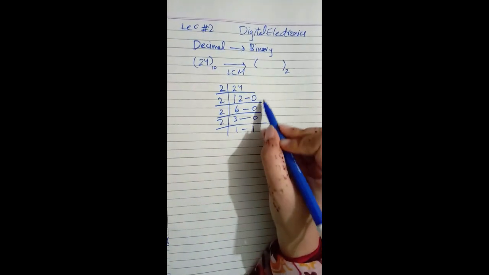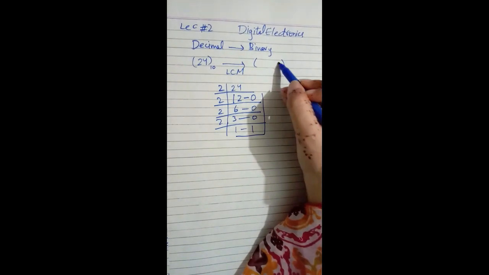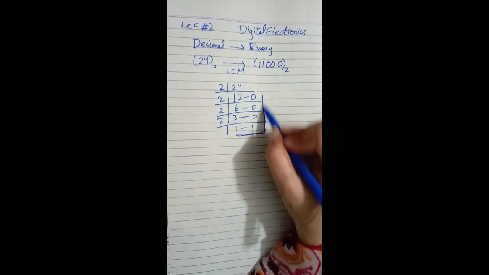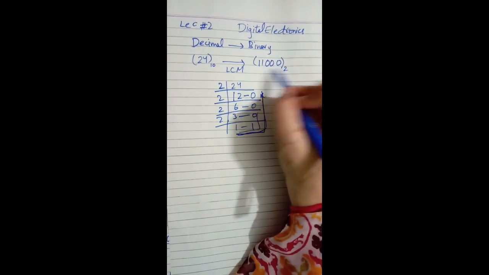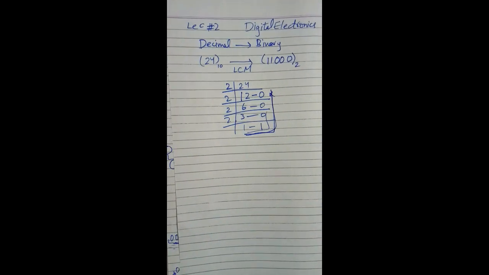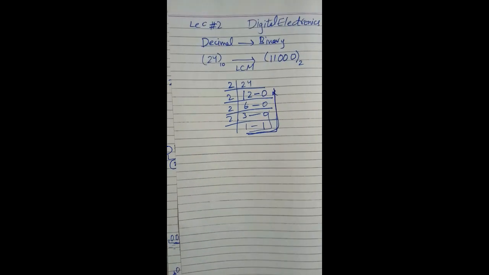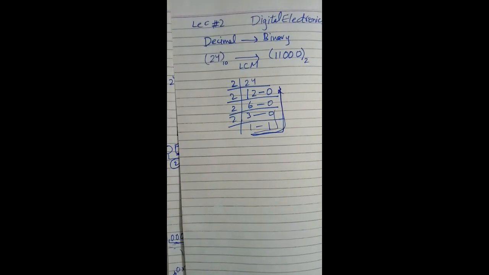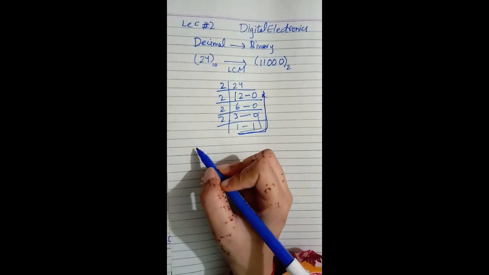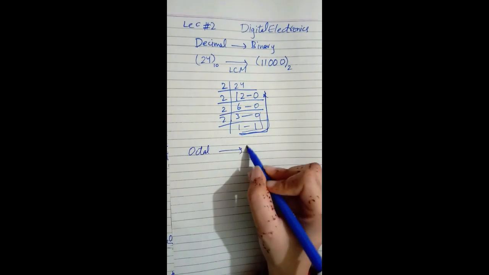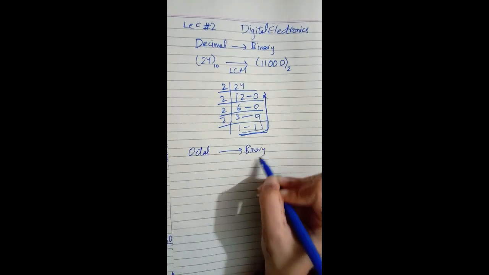We will write it from here like this: 0 0 0 1 1. You may write it like this, starting from here. So this is how we convert the number of decimal into the binary number system. The next one we are doing is octal to binary. The base of octal is 8.